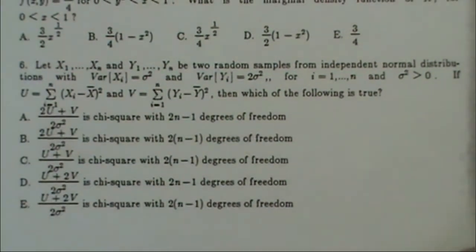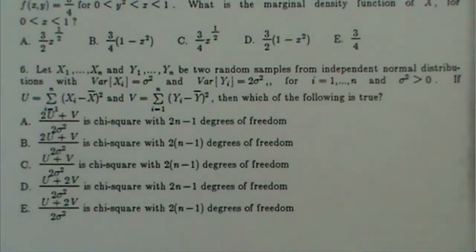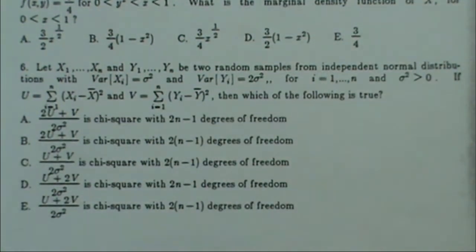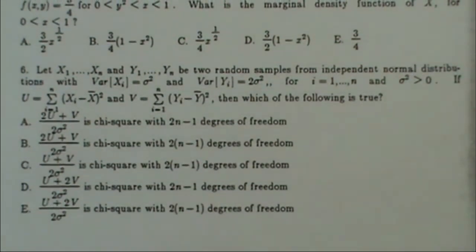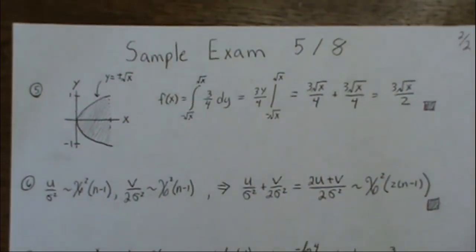Number 6, let x1 through xn and y1 through yn be two random samples from independent normal distributions, with the variance of xi being sigma squared and the variance of yi being 2 sigma squared for i equals 1 to n, and sigma squared being positive. If u is equal to this quantity and v is equal to that quantity, then which of the following is true?